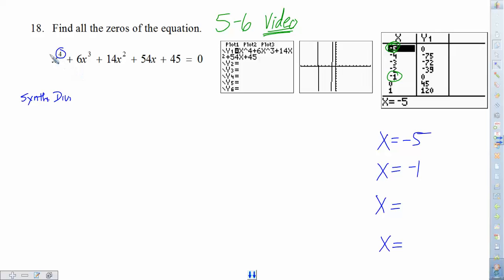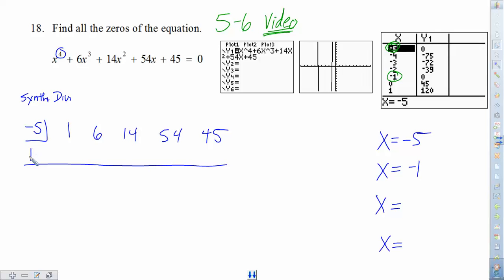Okay? We do synthetic division with each one of these zeros. Well, synthetic substitution technically. So grab that -5, put that right there. Don't change it to the opposite. Keep it the same. Because this is a 0, if I put -5 here and then put those coefficients in there, 1, the 6, the 14, the 54, and the 45, if everything goes well, I should get 0 here.